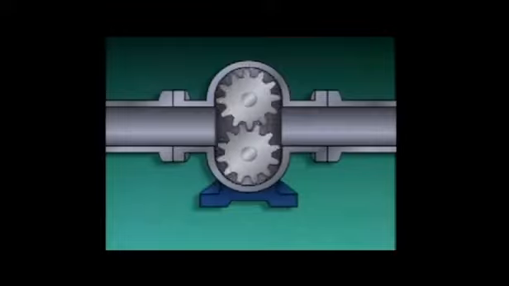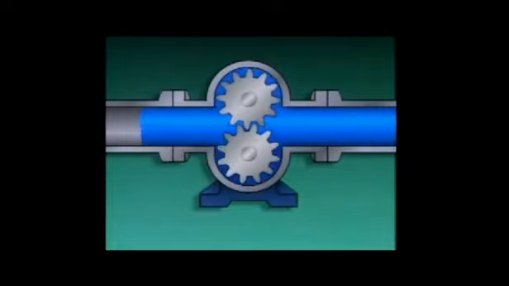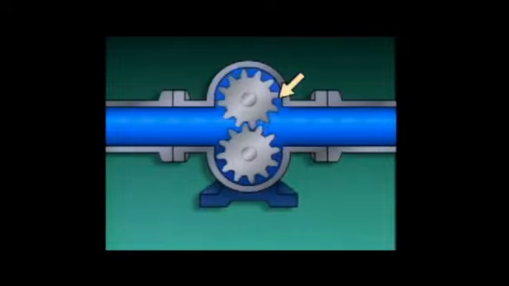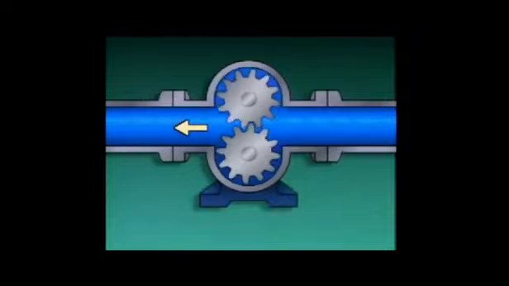During operation, liquid enters the pump through the suction port. As the gears turn and unmesh, liquid is trapped in the spaces between the casing and the gear teeth and moved along the casing until it reaches the discharge port, where it's forced out of the pump.